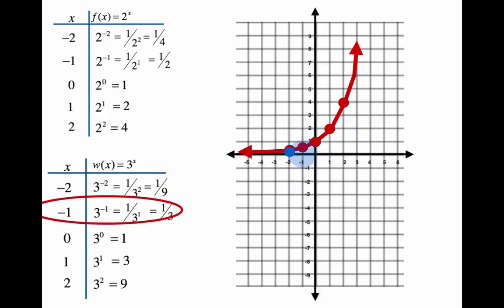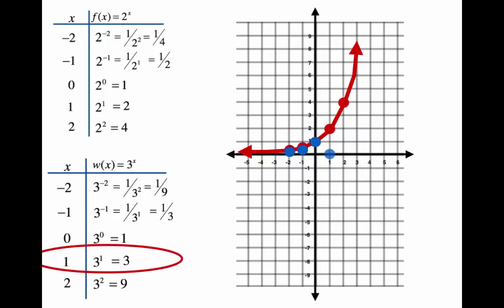-1 and 1/3 would be like -1, just a little bit up above that. 0 and 1, well, that's where the other point was for the other graph, so that's right there. 1 and 3, okay, so here's 1 up to 3 would be right there. And then the last point's at 2 and 9. So 2 all the way up to 9 would be way up there.